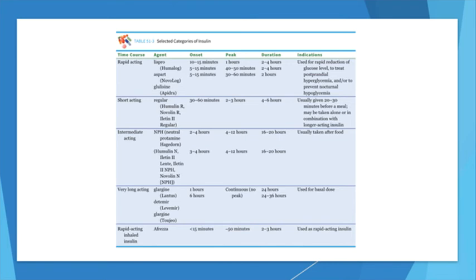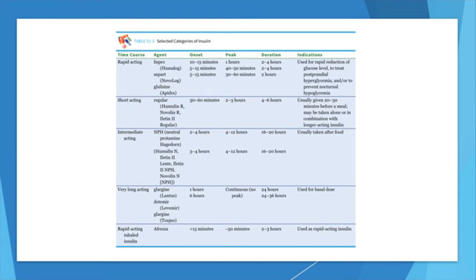So that brings us to intermediate acting. They act in between, right? So they're going to act longer. This is going to be your NPH. They start working in about 2 to 4 hours, and then they last anywhere from 16 to 20 hours. I know it says here they're usually taken after food, but usually what I see is that they're just given twice a day, right? So that way it gives you full coverage.